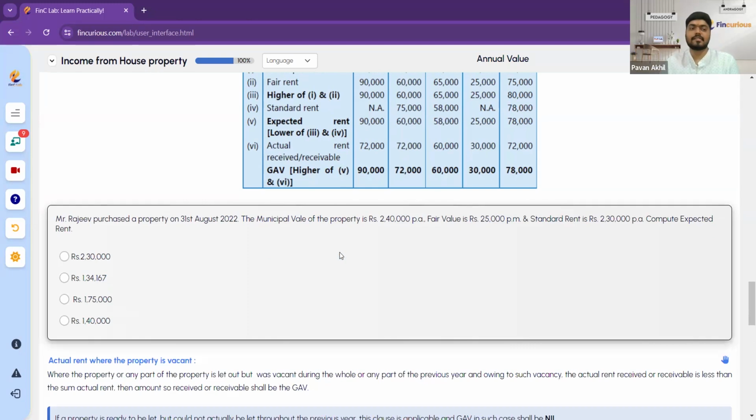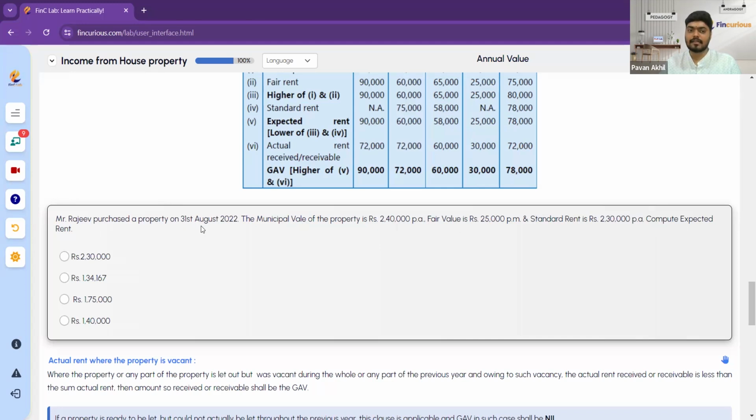So this is how you calculate gross annual value. I hope it is clear for everyone. So next we move to the one MCQ they are asking. Mr. Rajiv purchased a property on 31st August 2022. Fine. Municipal value is 2 lakh 40. Fair value is 25,000. Standard rent is 2 lakh 30 per annum. Compute expected rent.